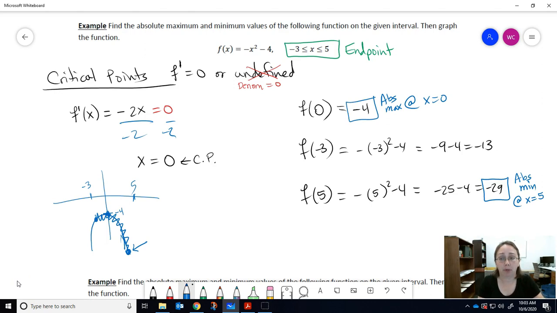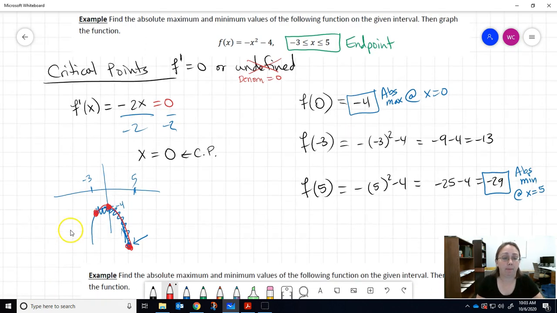You have these 3 points. Graph your absolute max, your absolute min, and your endpoint. So you'd be graphing 1, 2, 3 points, and then you would connect the dots. Nice smooth curve because this is a polynomial, and specifically a parabola.